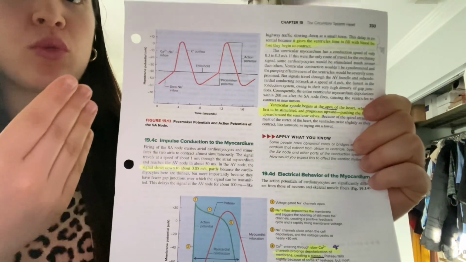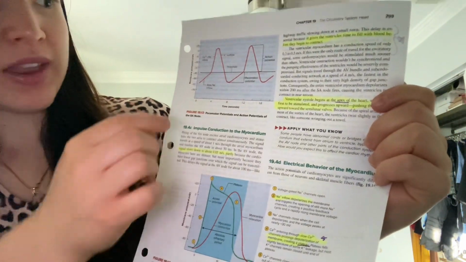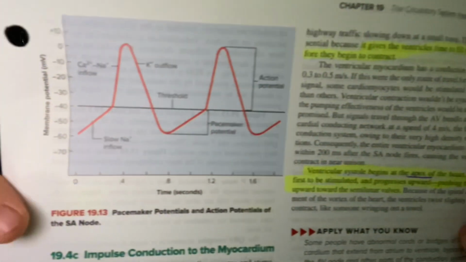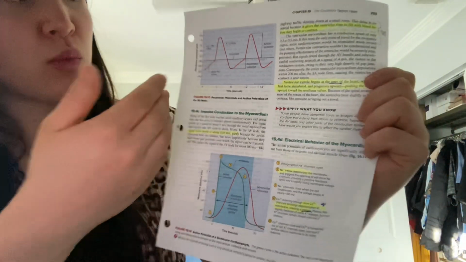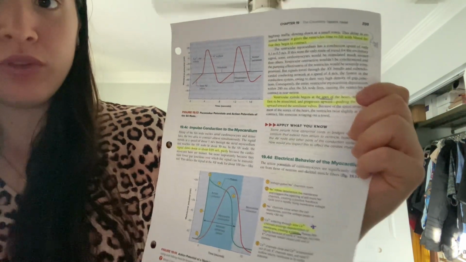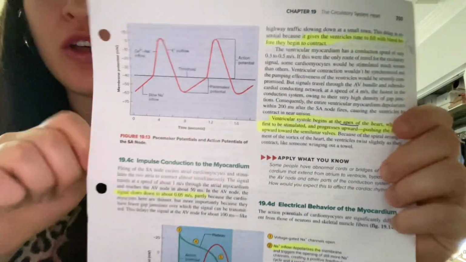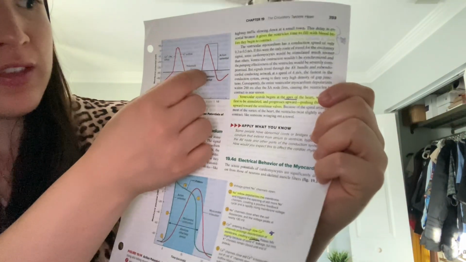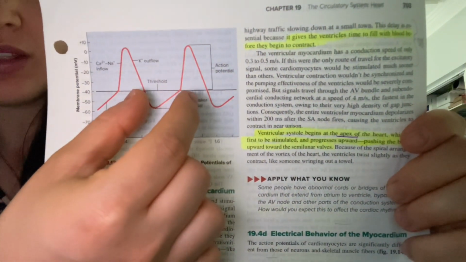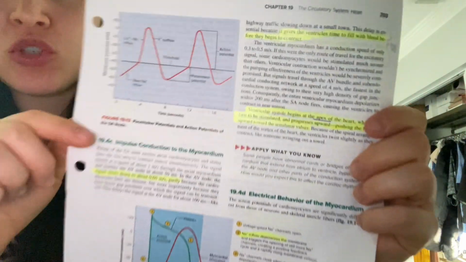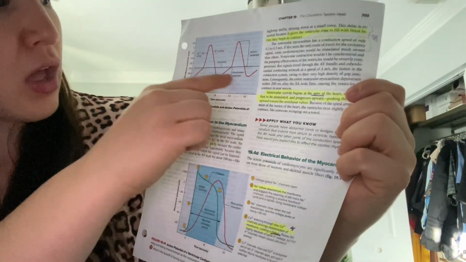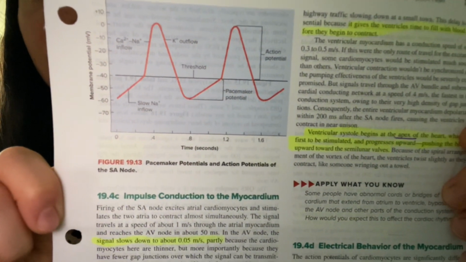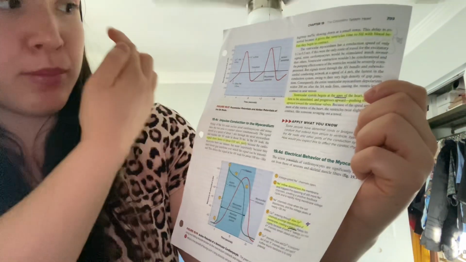And then it will depolarize, going up. Then here you will have both the inflow and the outflow. Then it will repolarize, going down. Then right here we see that we have a threshold and the pacemaker potential. The threshold will be this segment pretty much, and the pacemaker potential goes from -60 to -40. So -60 to -40 will be the pacemaker potential.